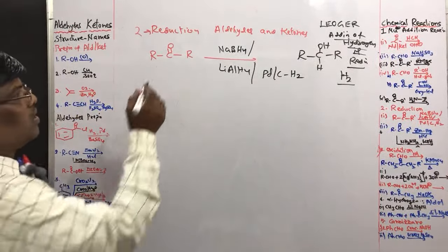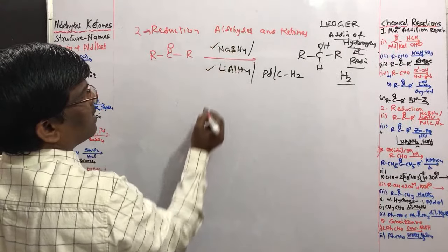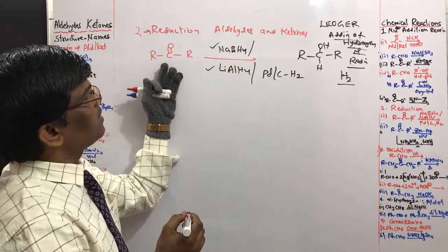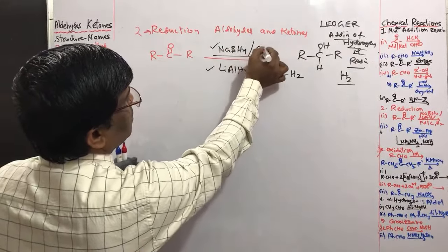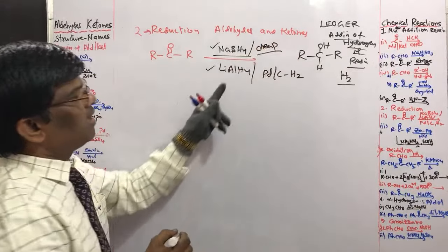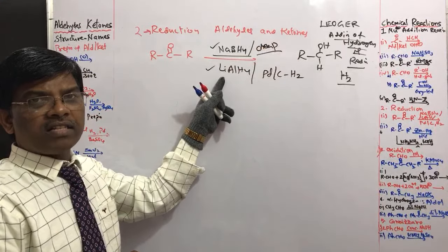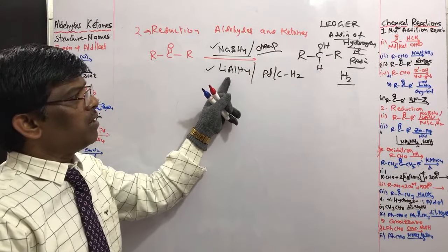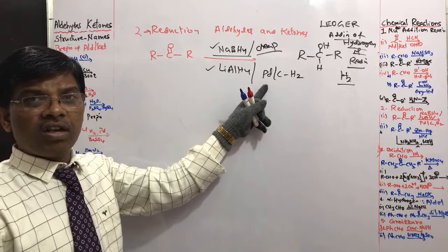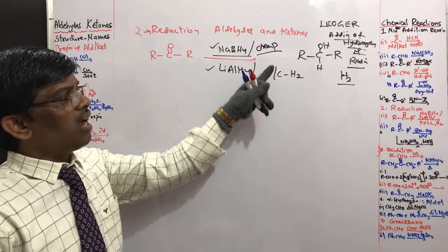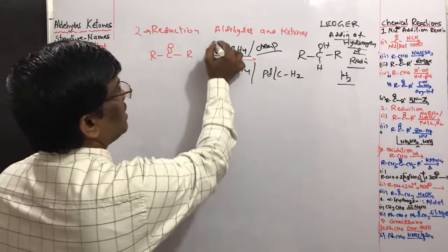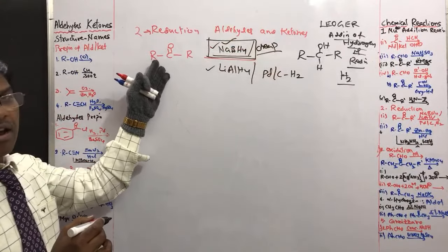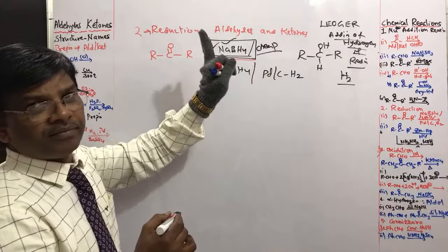So here a question comes. Can I use sodium borohydride or lithium aluminum hydride for the reduction of these two? Yes, it is not specific. However, sodium borohydride is cheap, and you can use this cheap reducing agent. Lithium aluminum hydride is costly and highly pyrophoric, so care must be taken while handling it. Palladium carbon is a very costly reagent and has to be used under extreme care. So the easiest method for the reduction of ketones and aldehydes is the use of sodium borohydride.